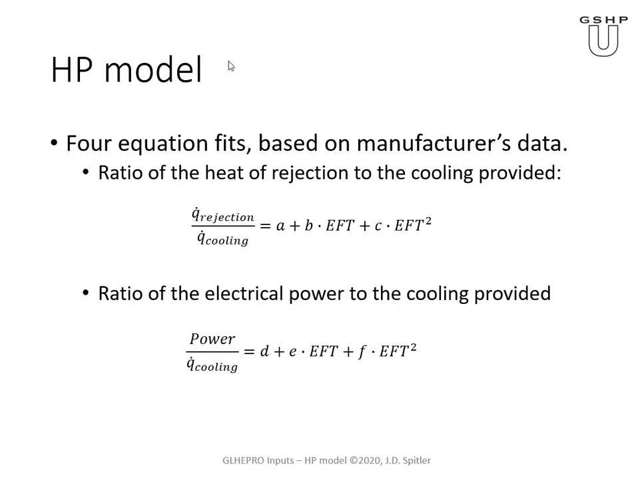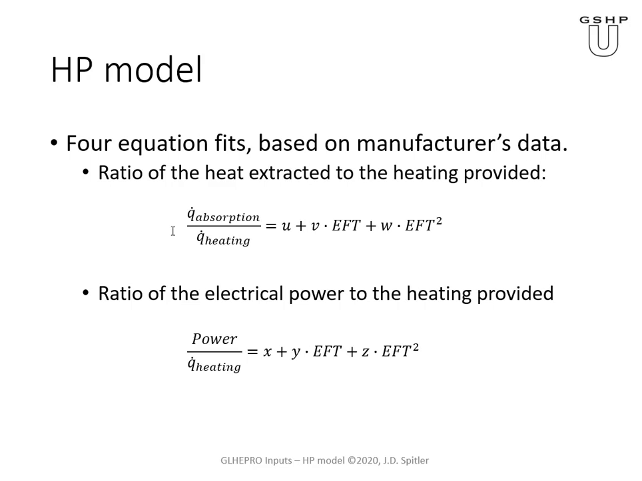So the heat pump model has 4 equation fits. There is a ratio of the heat of rejection to the cooling provided, ratio of the electrical power to the cooling provided, and then for heating, we have the heat of absorption or extraction from the ground divided by the heating, and the ratio of the electrical power to the heating provided. And if you notice what we're equation fitting, you see that the capacity doesn't appear by itself anywhere. Again, we don't keep track of whether you're exceeding the heat pump capacity. We're basically assuming that you have enough capacity, or that you have multiple heat pumps that provide this.